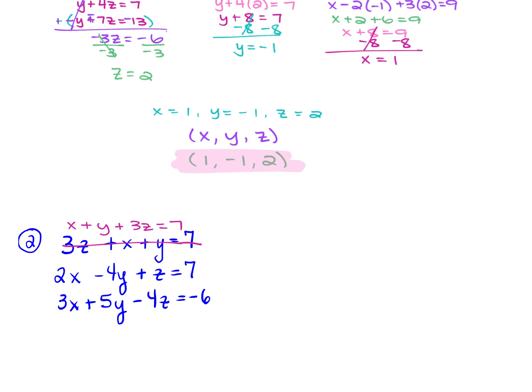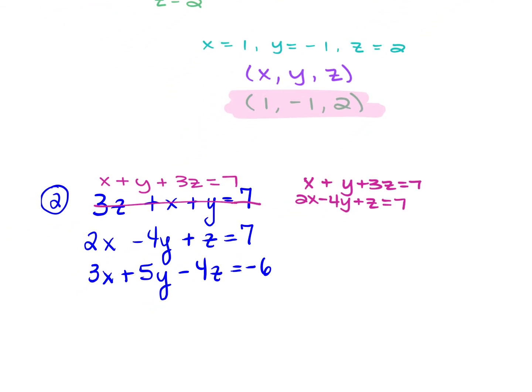We are going to work with 2 of these originals first. I'm going to do the top and the middle, just because that's normal to me. So I'm going to work with x plus y plus 3z is equal to 7, and 2x minus 4y plus z is equal to 7. In order for me to eliminate one of these variables, I'm going to eliminate my x's. I'd have to multiply the top by negative 2. This is going to give us negative 2x minus 2y minus 6z is equal to negative 14. And then I keep the 2x minus 4y plus z is equal to 7.